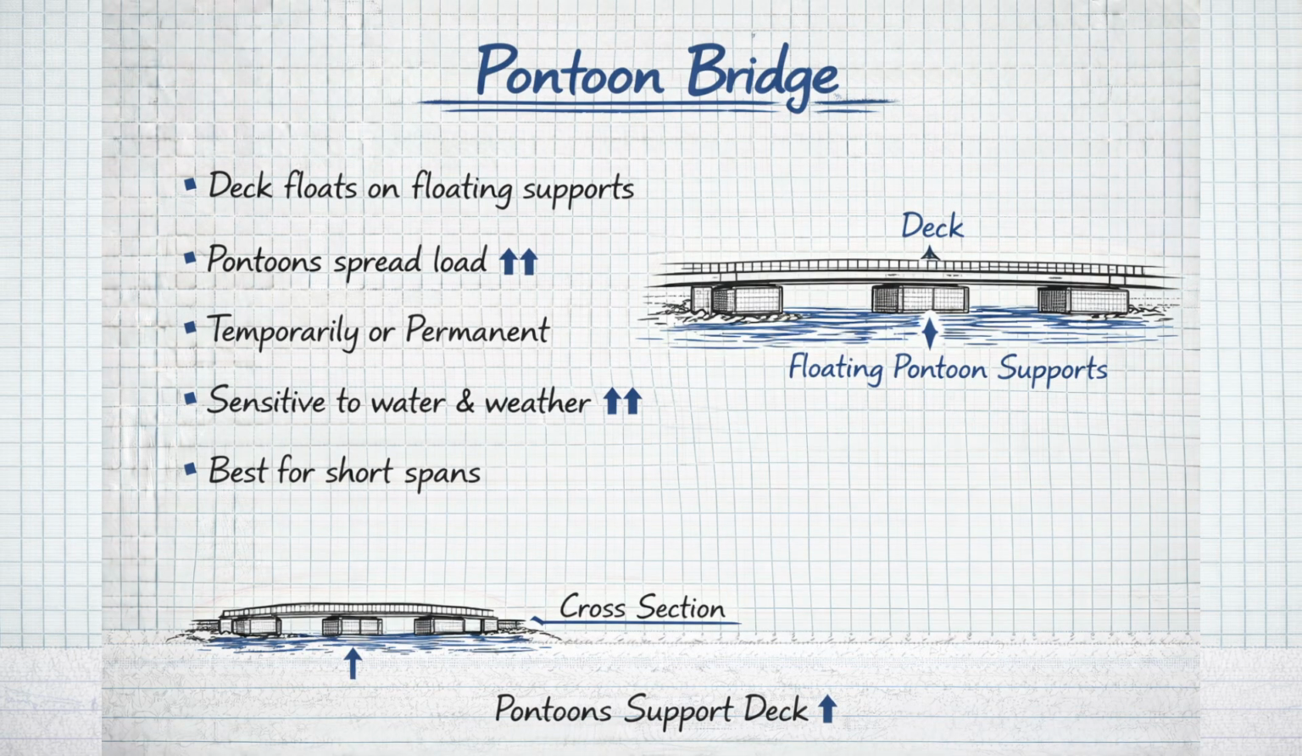15. Pontoon bridge. A pontoon bridge is supported by floating pontoons that rest on the water's surface. The load is distributed across these floats and anchored to prevent drifting. It is often temporary or used for military purposes.